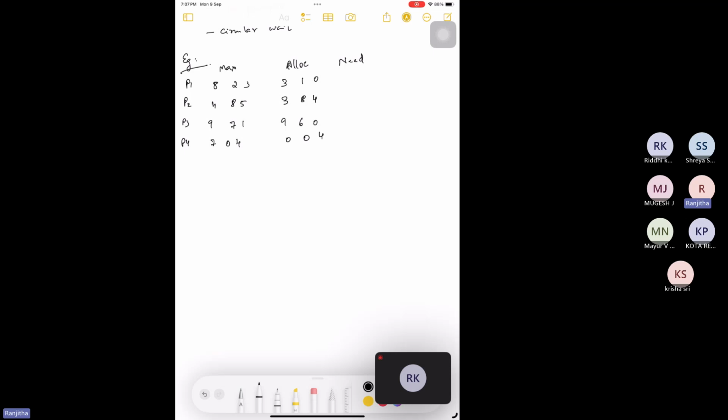So what is the need here? Can you tell me the need? Ma'am, 5, 1, 3, 1, 0, 1, 0, 1, 1, 7, 0, 0. Now available is 2, 1, and 2. So what is a potential sequence that can take the processes to completion?